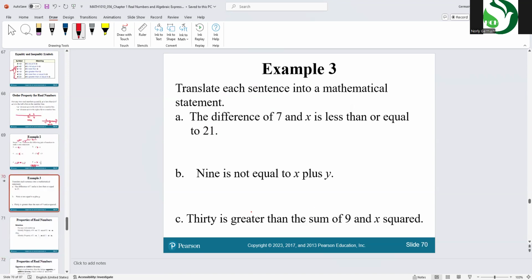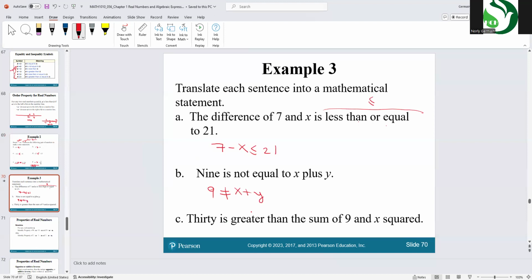Now, we can continue with some other examples by translating each sentence into a mathematical sentence. We said the difference of 7 and x, remember that difference means minus, the difference of 7 and x is less than or equal to. Less than or equal to is that one, right? Less than or equal to 21. We just try to translate. 9 is not equal, the symbol for is not equal is this one, to x plus y.